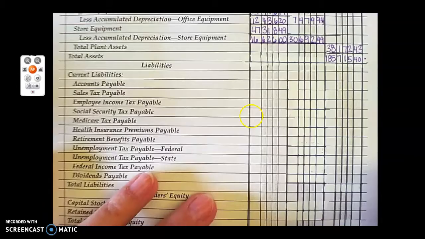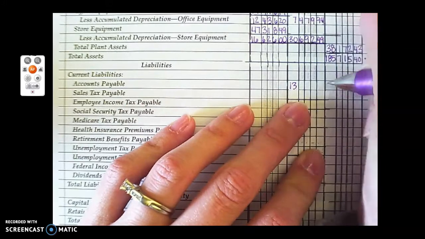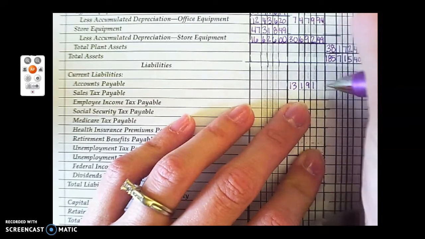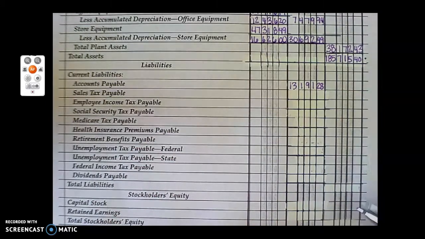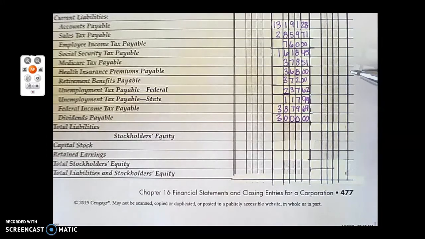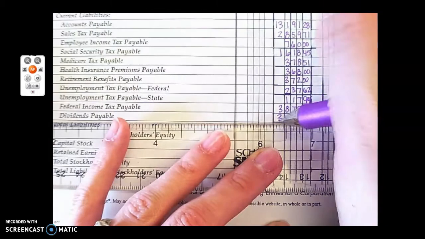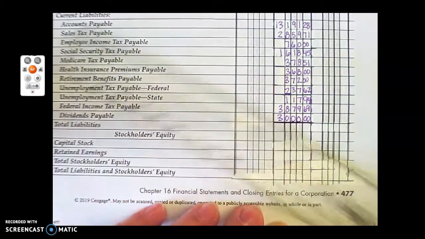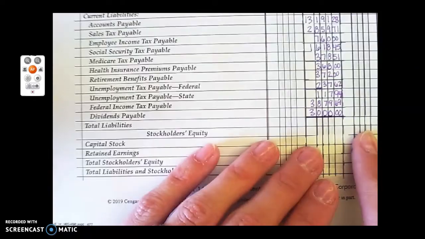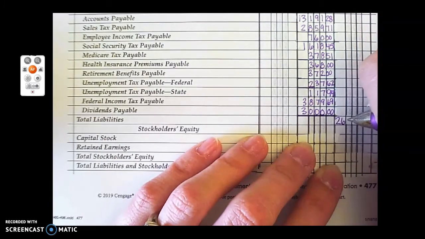So accounts payable. Our accounts payable is $13,191.28. And then I'm going to pause and write down all the numbers for the rest of our payables. So I've listed all of my payables, or all my liabilities, not just accounts payable. I will draw a single line underneath the 3,000 for dividends payable. And then you will need to write total liabilities and put the total in the right column here. So our total for liabilities is $26,783.20.